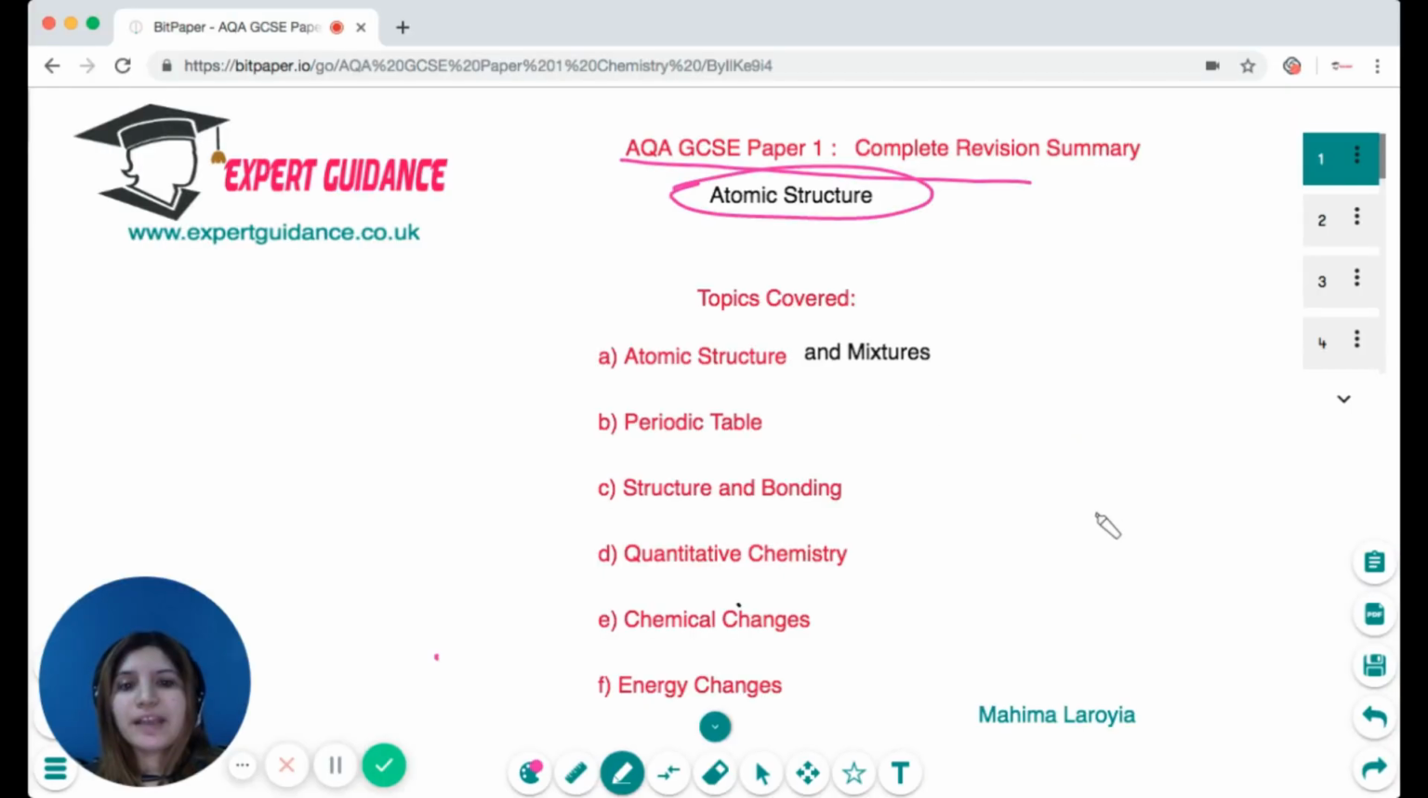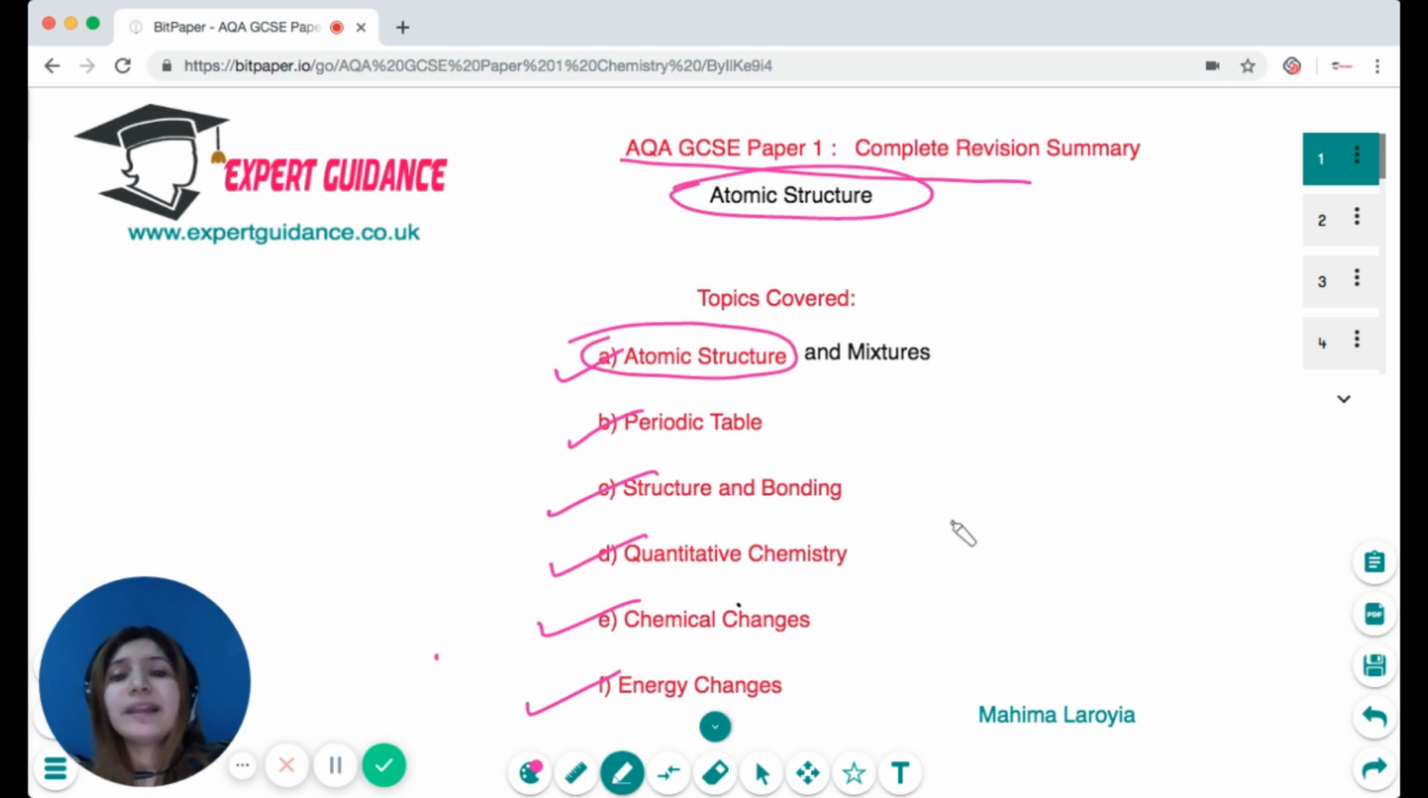So to remind you, in paper 1 you have to cover atomic structure and mixtures, the periodic table, structure and bonding, quantitative chemistry, chemical changes and energy changes. And this video is specifically made just to make you revise the topic atomic structure. Now in this topic I've tried my level best to cover all the important bits. So I hope you will like this video.